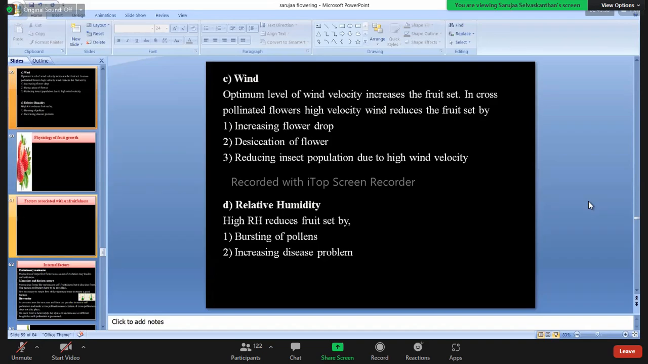There are two male gametes, right? The one gamete fused with the female gamete to produce the zygote, and it developed into the embryo. The other male gamete fused with the polar nuclei and produced the endosperm, right? And then the fruit development starts, and fruit development means the fruit set happens. We started with the physiology of fruit set today, and we have completed that.